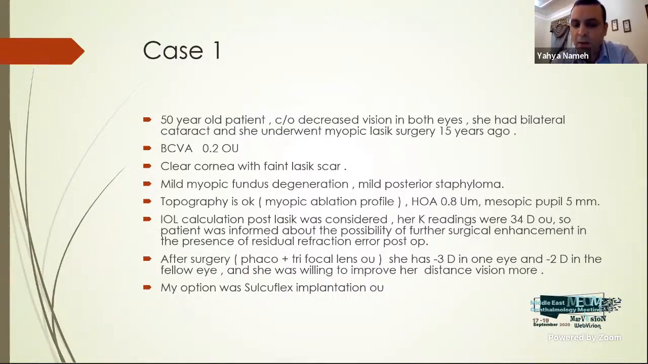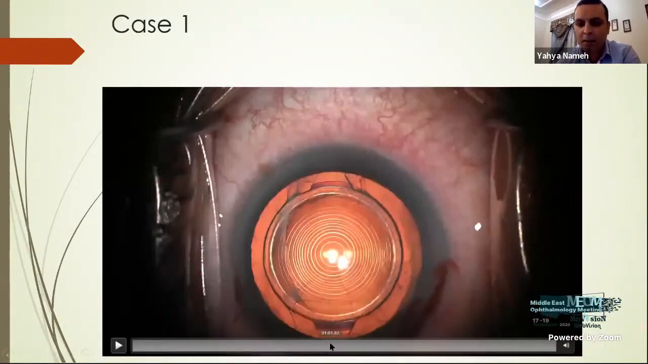She was willing to improve her distance vision more. My option was to implant Sulcoflex in both eyes, as I cannot do further laser vision correction because the K reading reaches about 34. And I did not like to do IOL extraction and replacement with another trifocal lens. So the easiest option for me was to do Sulcoflex implantation in the sulcus.